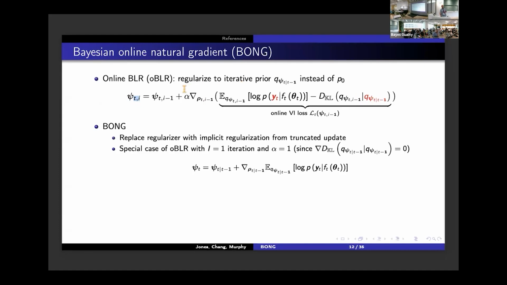Instead of iterating with some learning rate, what we propose to do is do a single natural gradient step, and at the same time drop the explicit regularizer. So two changes: this KL term has disappeared, and the alpha has disappeared. Those are actually the only two changes from the BLR equation to the BONG equation. And these two changes work in concert, right? Instead of explicitly regularizing to the prior, we do regularization through truncated updating, where we start at the prior and just do a single step rather than going all the way to convergence. And that's an implicit regularization.